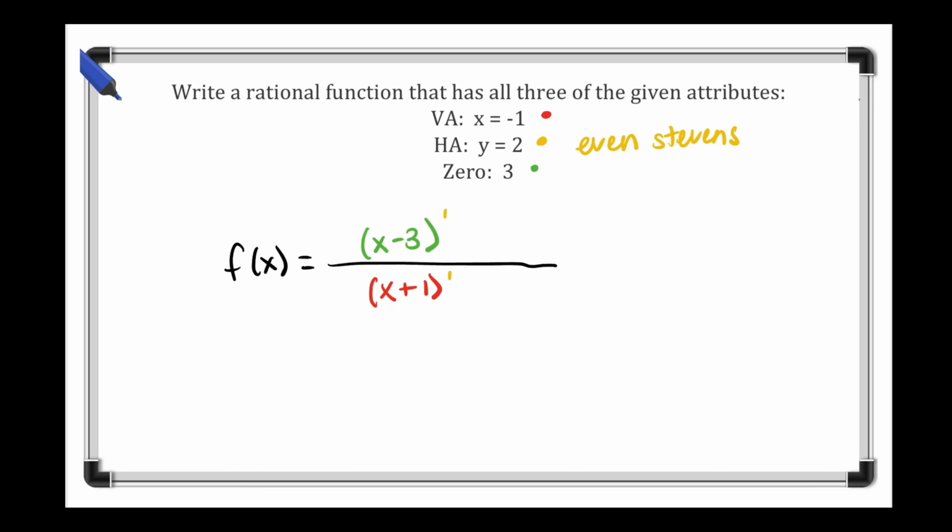But when we have the degrees the same, in order to get a value of 2, those are our lead coefficients of the numerator divided by the lead coefficient of the denominator. So you could put anything like 2 over 1, 4 over 2, anything that if you divide those two lead coefficients, it would get you the answer of y is equal to 2. So here is our first rational function equation.